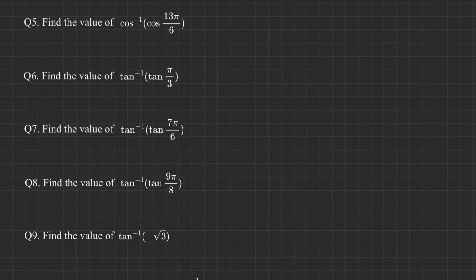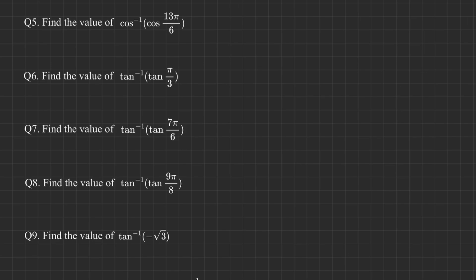Question number 5, find the value of cos inverse cos 13 pi by 6. So while solving the problems, you should always know the principal value range of this inverse function, okay? Only then can you write the answer. Otherwise, you will end up writing directly 13 pi by 6, which will be wrong, because that particular angle does not belong to its principal value range. So make sure you remember all the principal value ranges of all the trigonometric functions, okay?